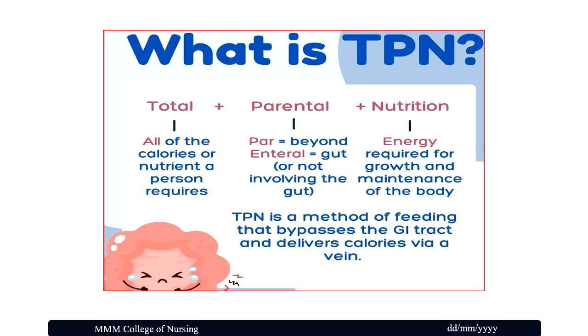Total means all of the calories or nutrients a person requires. Parenteral: par means beyond, enteral means gut, or not involving the gut. Plus nutrition. What is nutrition then? It gives you energy, required for growth and maintenance of the body. So TPN is nothing but a method of feeding that bypasses the GI tract and delivers calories via a vein. Okay.